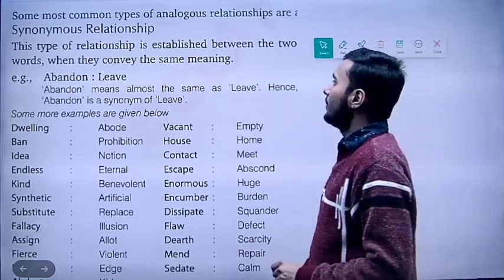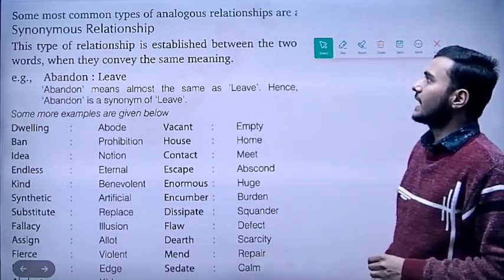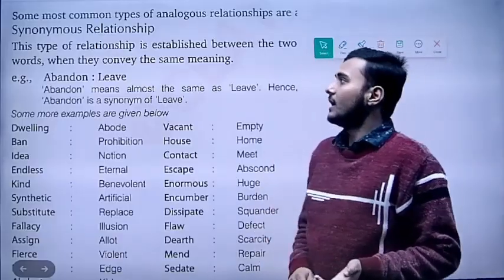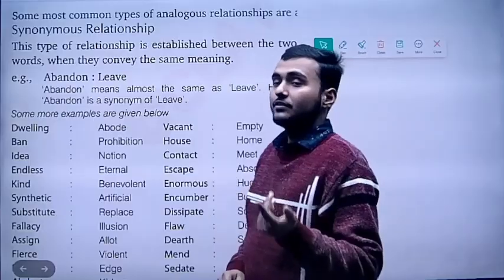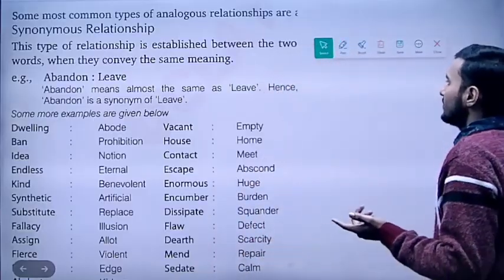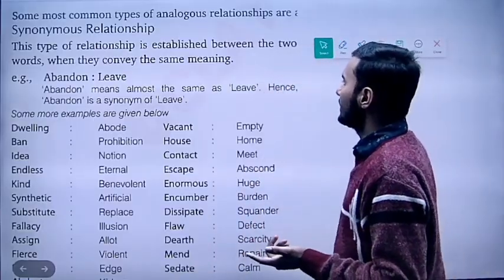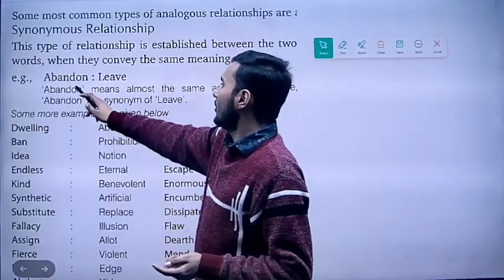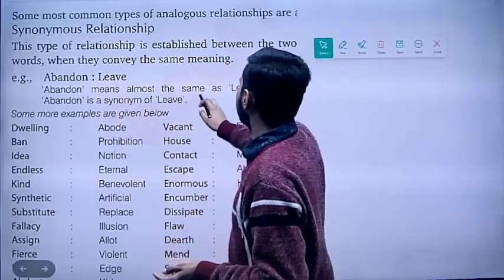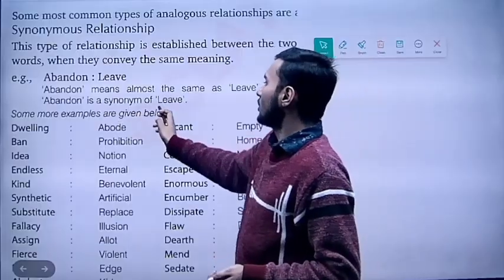Now we are talking about some of the most common types of analogous relationships, like the synonyms relationship. So what is a synonym relationship? This type of relationship is established between two words when they convey the same meaning. For example, what does abundant mean? Leave. Abundant means almost the same as leave, hence abundant is a synonym of leave.